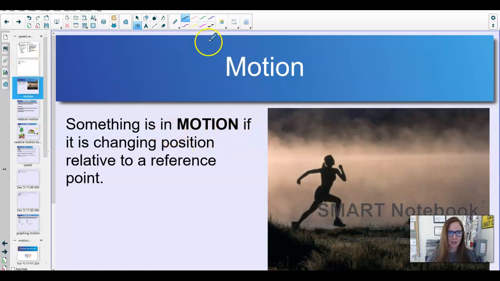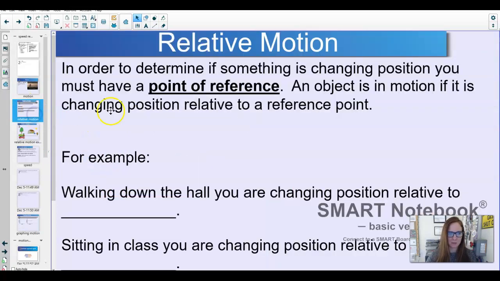So here you have a big idea, and our big idea is motion. And you can add your supporting detail in that if something is in motion, it is changing position relative to a reference point. And the words relative to can also be thought of as compared to. Okay? So let's go ahead and look at what this might mean.